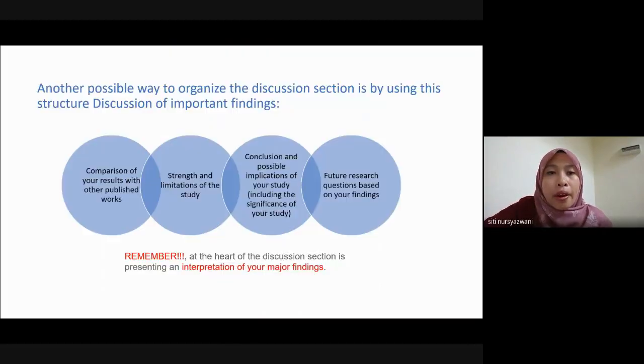Alright, so this is another way to organize your discussion section, by using this type of structure. So comparison of your result with other published work. Strength and also limitation of your study, and then the conclusion and also possible implication of your study, and future research questions based on your finding. So remember, the heart of the discussion is a section presenting your interpretation of your major finding.